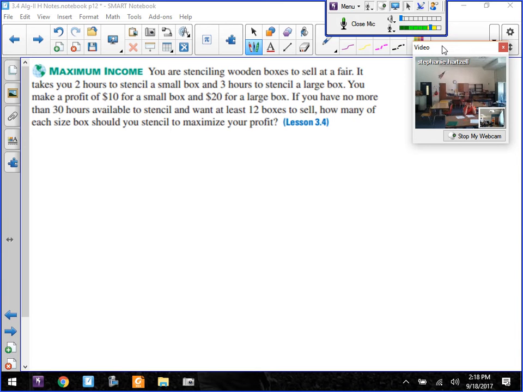Anyway, so you have decided that you're going to stencil wooden boxes and sell them at a fair. It takes you 2 hours to stencil a small box and 3 hours to stencil a large box. You make a profit of $10 on the small, 20 on the large. $10. Okay, I get it. They're getting paid $5 an hour. This book was written in 1991.